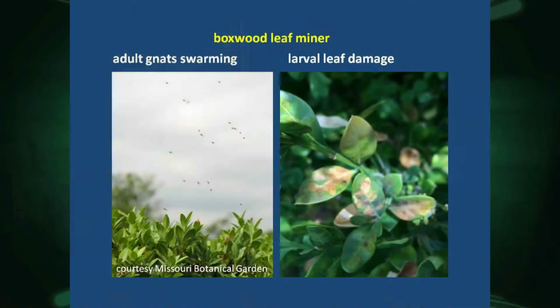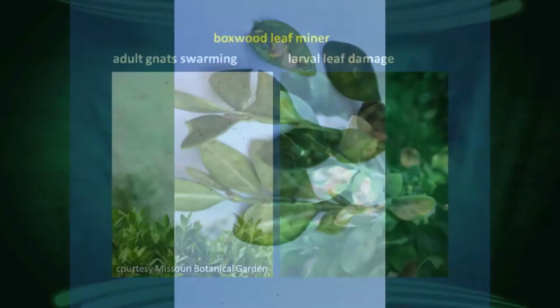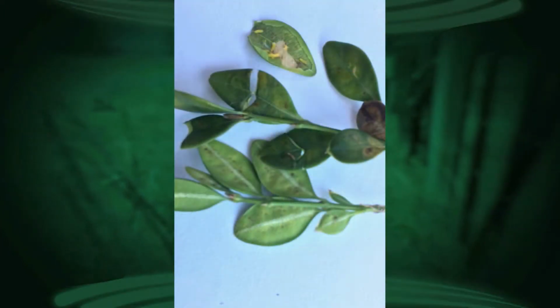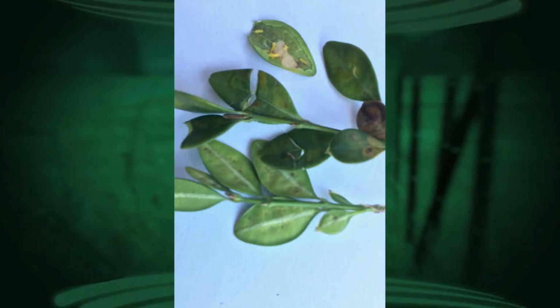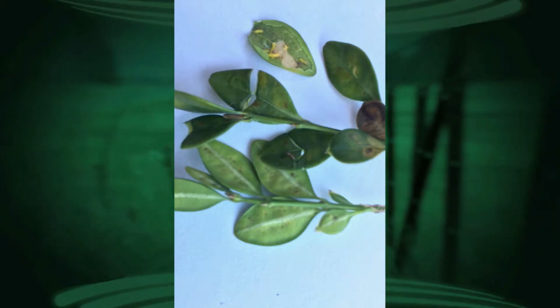The boxwood leaf miner is a tiny gnat. It's almost like a mosquito. The adult lays an egg in the leaf, larvae hatch, and they feed between the layers of the leaf, weakening the plant. You get discoloration. You see this bumpy appearance on the leaves. On the left, you can see the adults swarming there. And then if you pull apart the leaf layers, you can clearly see those little orange larvae feeding in there.